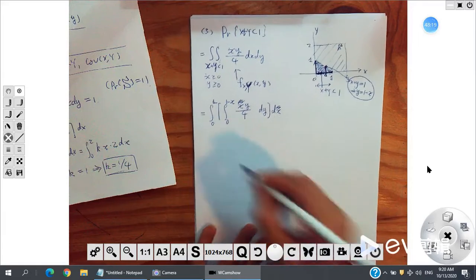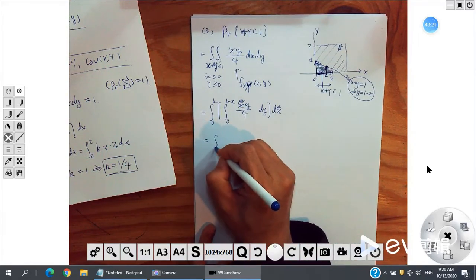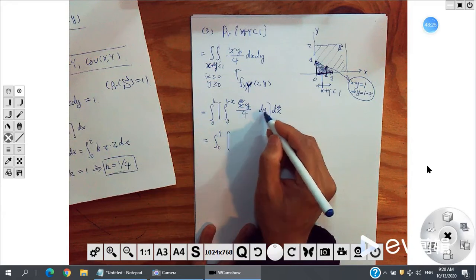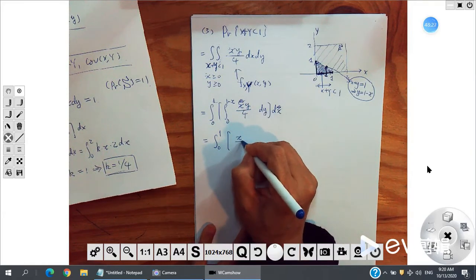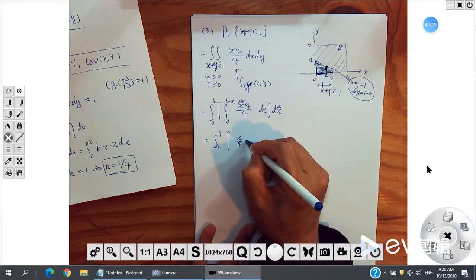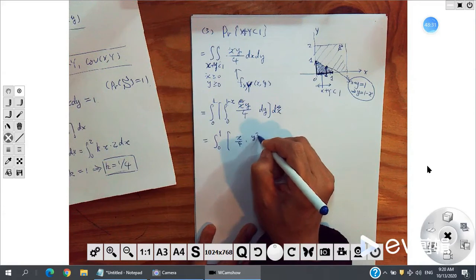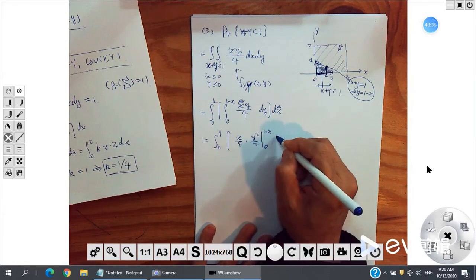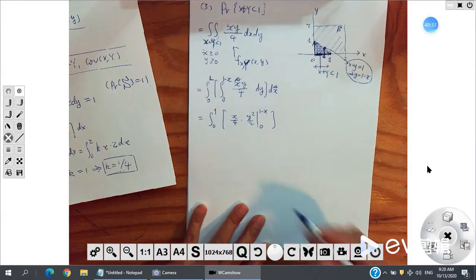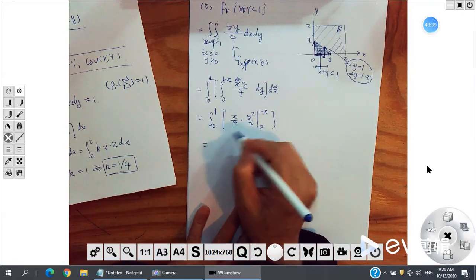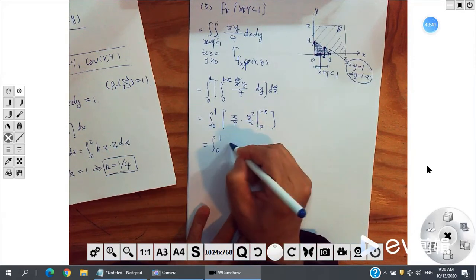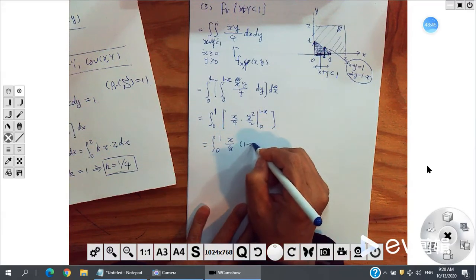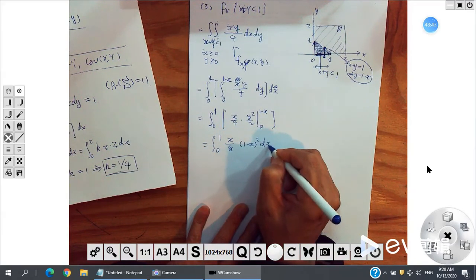Okay, now what is it? This is 0 to 1, and the integral for y. So x over 4, I keep it out, and y will be y squared over 2, running from 0 to 1 minus x. So this is the integral. Here's x over 8, and y squared is 1 minus x squared. Oh, it's this one.